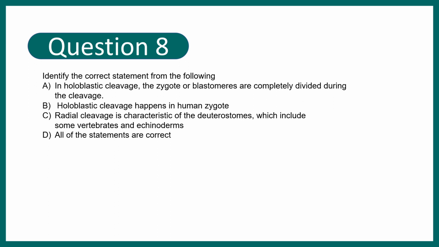Question number 8. Identify the correct statement from the following. In a holoblastic cleavage, the zygote or blastomeres are completely divided during the cleavage. Holoblastic cleavage happens in human zygote. Radial cleavage is characteristic of deuterostomes, which include some vertebrates and echinoderms. All the statements are correct. Here we have to identify the correct statements, and the correct statement is option D, because all of these statements are actually correct.